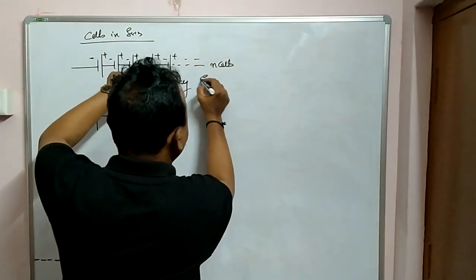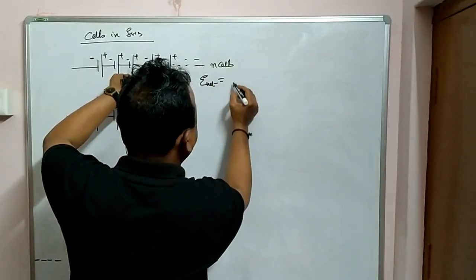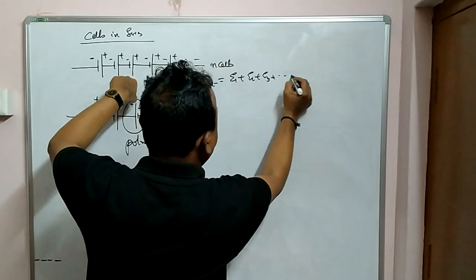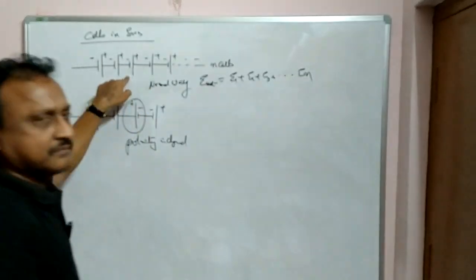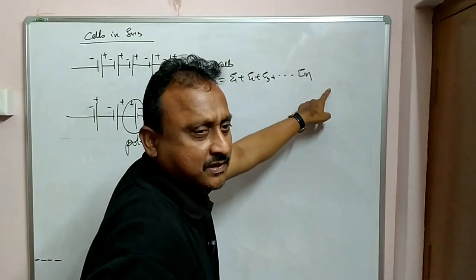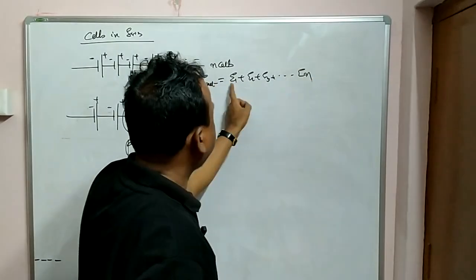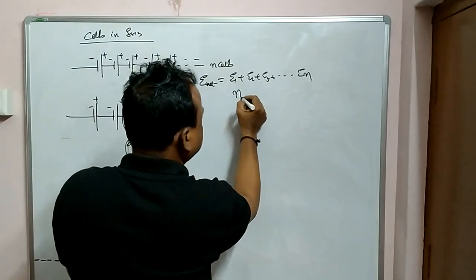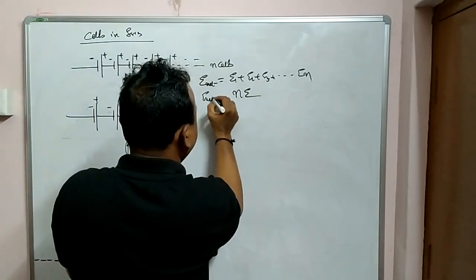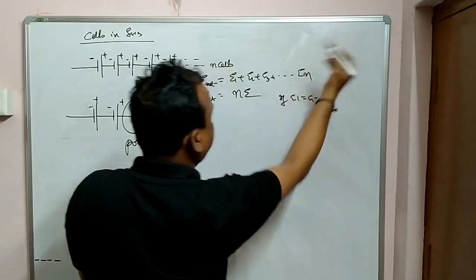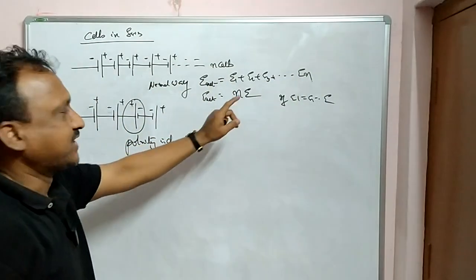In series connection, the effective EMF is given by E1 plus E2 plus E3 plus dot dot dot En, the sum of all the values. If all the values are equal, that is E1 is equal to E2 is equal to E, and n cells are there, then E net is equal to nE in series.